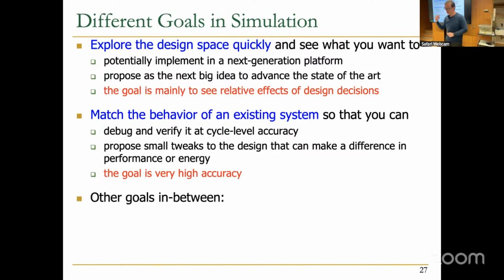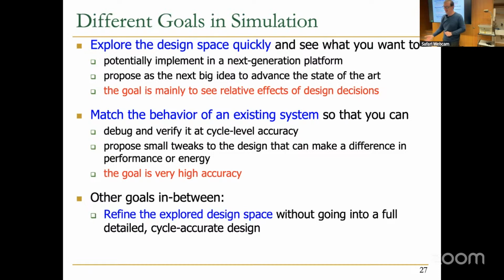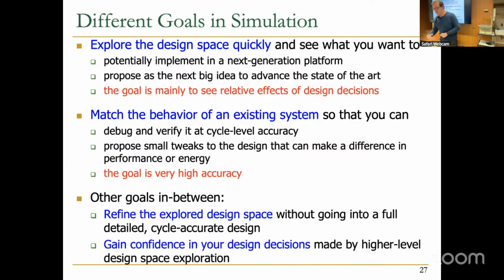There could be other goals in between, actually, and there are other goals. You can refine the explored design space without going into full detailed cycle-accurate design so that you can make the next level of decisions. You can gain confidence in your design decisions made by higher level design space exploration. So usually you have a progressive refinement in simulation.